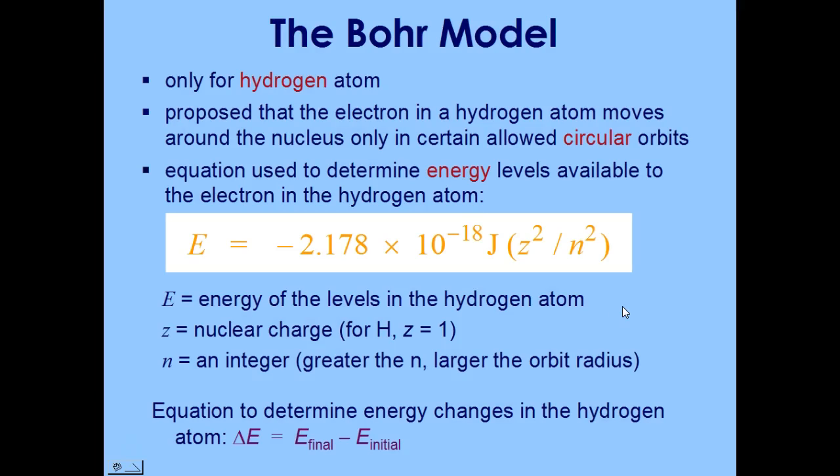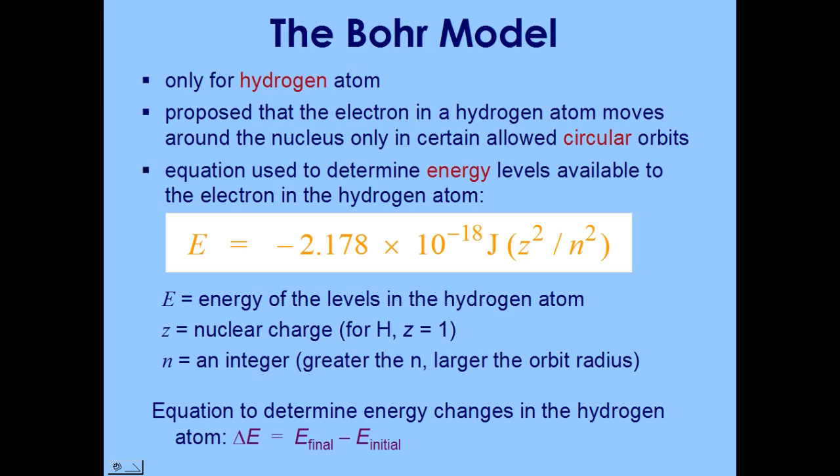So the Bohr model was able to use a lot of theoretical data to come up with an equation to calculate the energies associated with those potential energy levels. Remember, the Bohr model is only allowing you to move in circular orbits. So we have that constant, negative 2.178 times 10 to the negative 18th joules, and then we have Z squared over n squared. N is referring to the orbit in which the electrons are in, while Z is referring to the charge of the nucleus. For hydrogen, that would be 1.